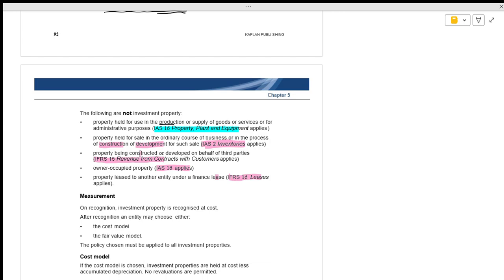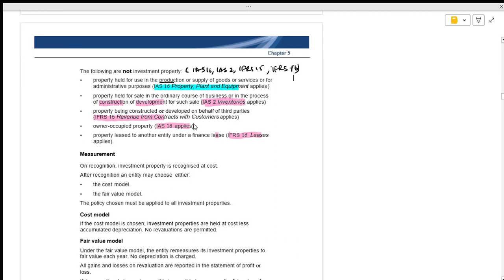It means you have to be very specific about which things are not included. I will write, for your information, IAS 16, IAS 2, IFRS 15. IAS 16 also applies with respect to owner-occupied property, and IFRS 16. These are the standards within the framework that are not going to be called an investment property. Fine. How are we going to measure?